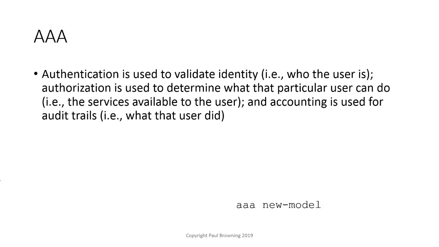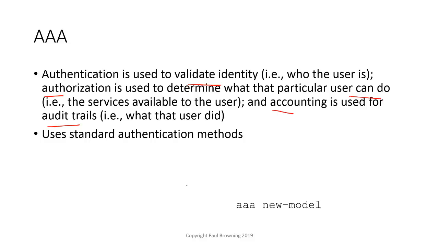AAA, authentication, this validates the identity of who the user is. Authorization determines what the particular user can do. Accounting is used for audit trails. So authentication, authorization, and accounting is what AAA stands for. Standard authentication models, if you want to enable it, you just go into global config mode, AAA space, new-model.